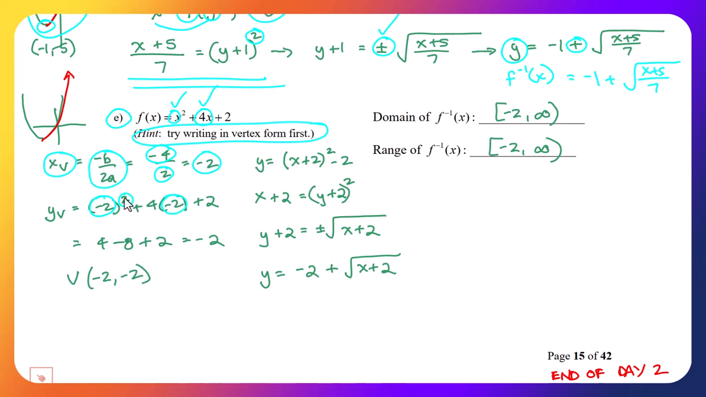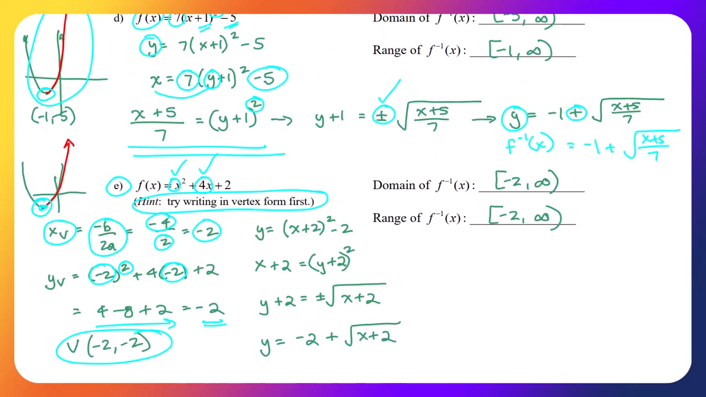Square first, don't forget to square first, and then go from left to right, and we get -2. There's our vertex. And like I did earlier, I made a quick sketch. There's our vertex of -2, -2. Since the a value is positive, it goes up. So here's our equation in vertex form.